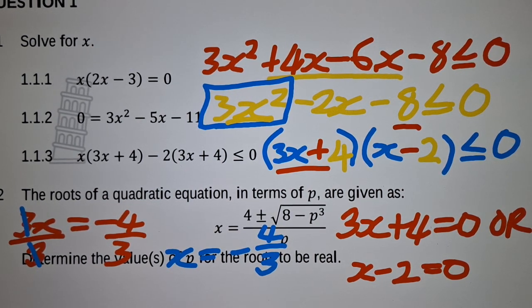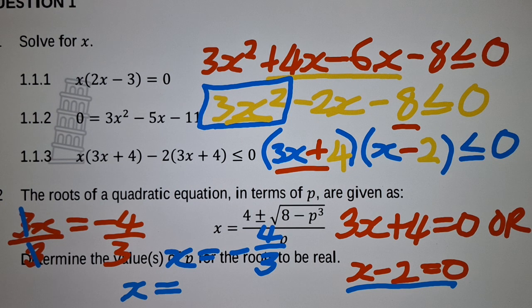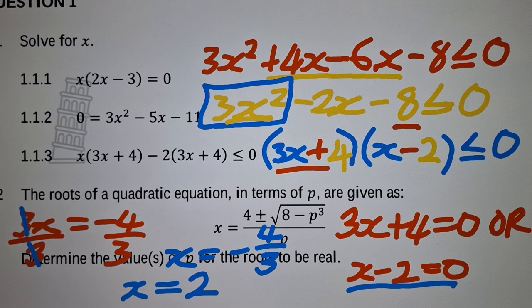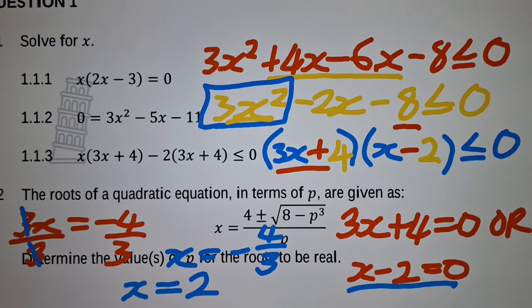Then we go to x minus 2 equals 0. We take negative 2 to the other side for this one, so x is equal to what? Negative 2 comes to the other side and becomes positive 2. So x equals 2. You see it? Yes, so basically it's like that.